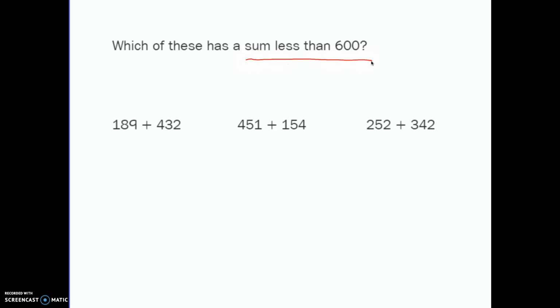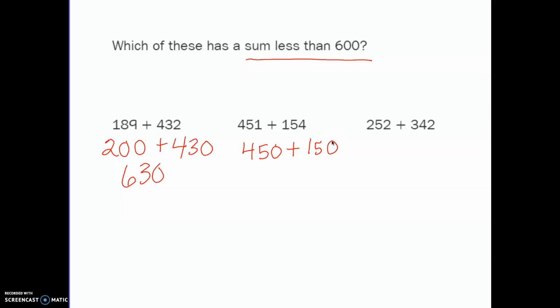Well, if I've got 189, I can round that to 200. I can round 432 to 430. Because I could round to the nearest 100, and I could round to the nearest 10, so both of these would be appropriate roundings and estimations. So add those together, and I would have 630. 451, I would round to 450. 154, I would round to 150.